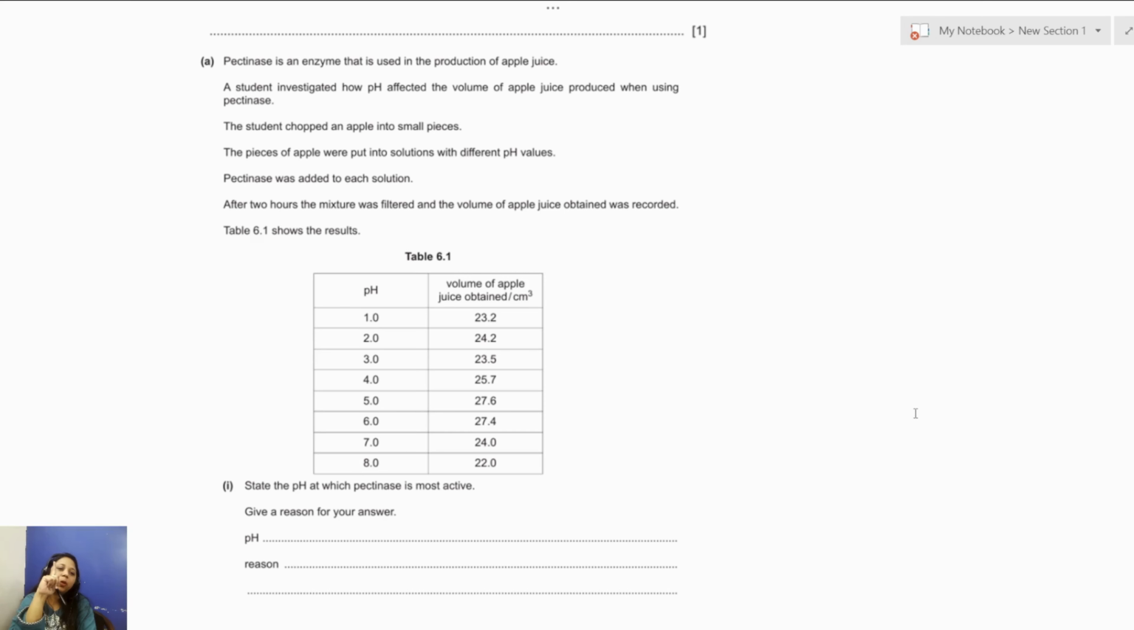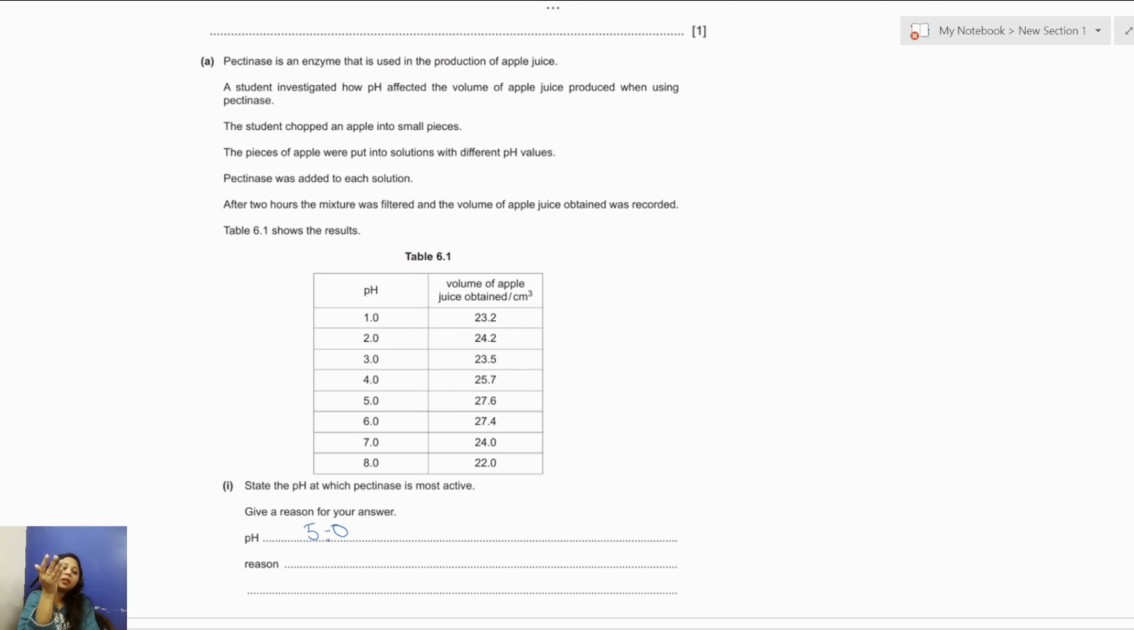No, you have to give one value. You have to give one value. When it's pH, you have to give one value. Where is the value highest? Where is the highest volume? At pH 5. And what is the reason that you have selected this?